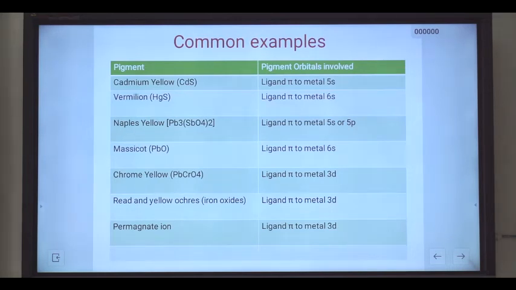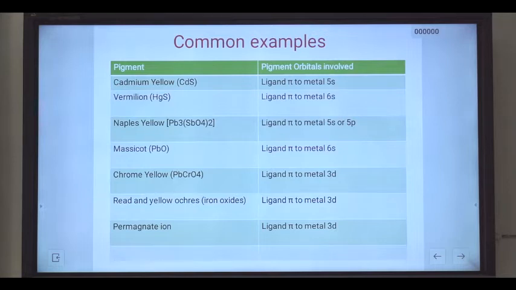Firstly, the pigment cadmium yellow, cadmium sulfide, and the transition involved is ligand pi to metal 5s orbital. Next is vermilion, known as mercury sulfide, HgS, and here the transition occurs from ligand pi orbital to metal 6s orbital. Similarly, next is the lead compound Naples yellow, massicot, lead oxide, in which ligand pi to metal 5s or 5p orbital and ligand pi to metal 6s orbital. So metal 6s or metal 5s is the outermost orbital of the metal ion.